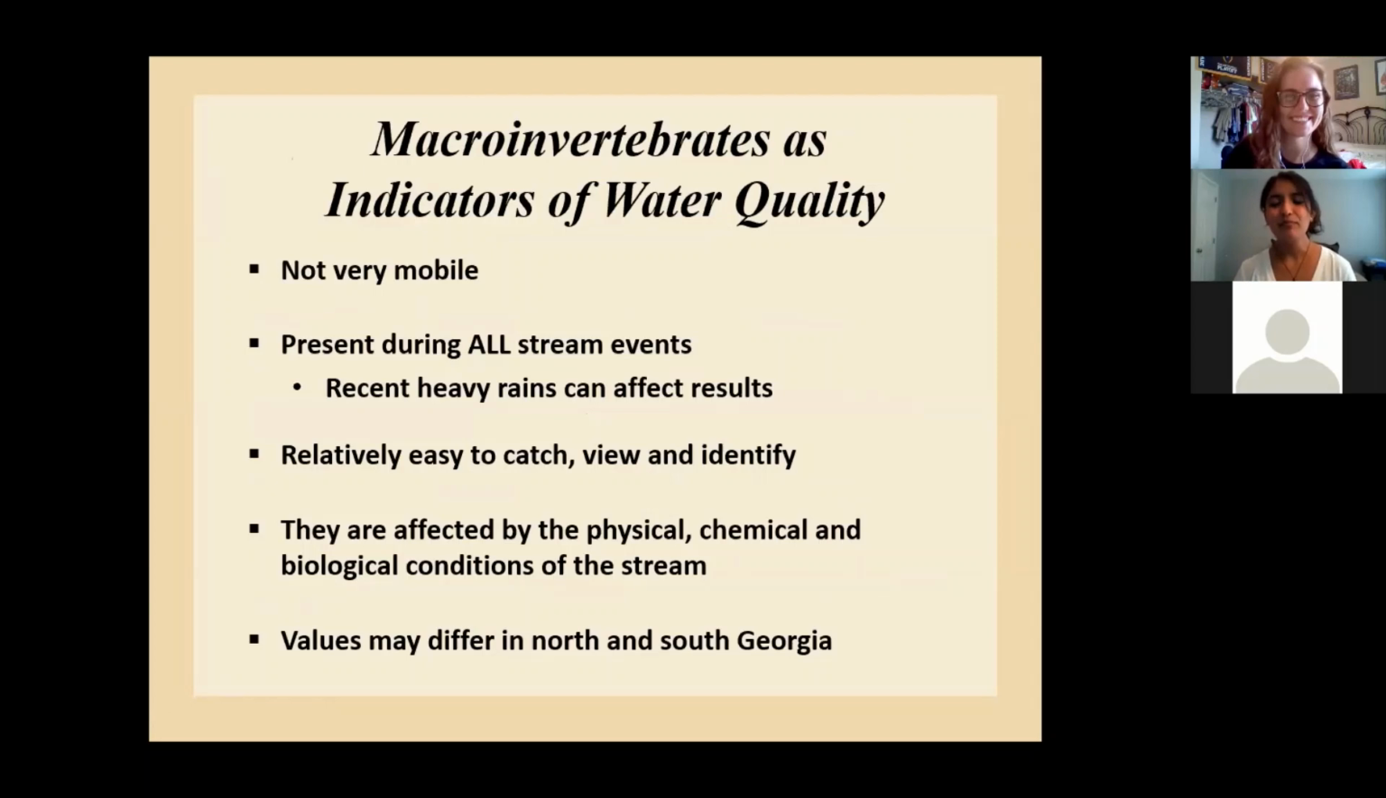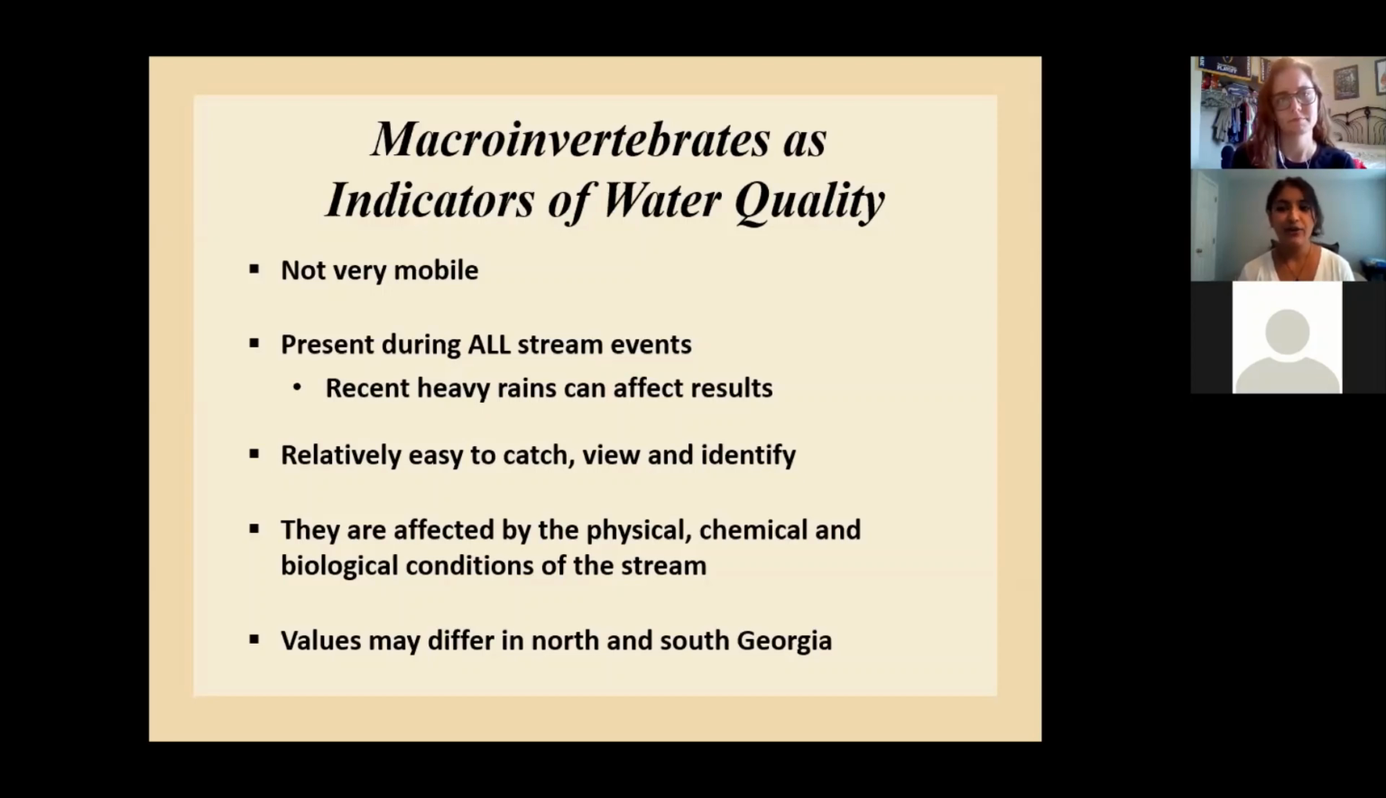Like I said, they are easily influenced by the stresses in their environment. Because of that, they are really good indicators of water quality. Other reasons why they are used as bioindicators is because they're not very mobile. These macros are not going to run away from you very quickly. They're not going to dart away quickly like a fish. They're pretty docile and relatively easy to catch. They will be present in all stream events.